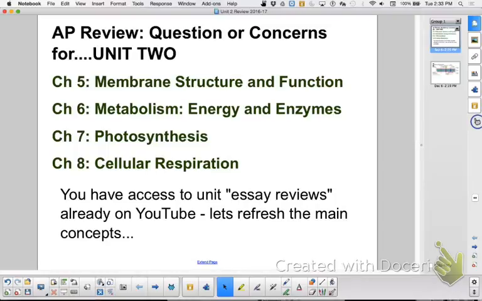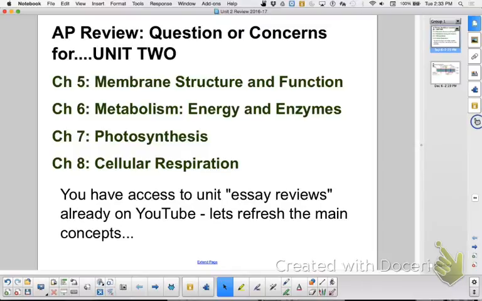Okay, so if we look over the topics for this unit, 5, membrane structure and function, and then 6, 7, and 8 are all pretty much linked together. 6 was talking about energy and enzymes, how energy flows through the system, and then the importance of enzymes, because we need to know about those in order to discuss both photosynthesis and cellular respiration.